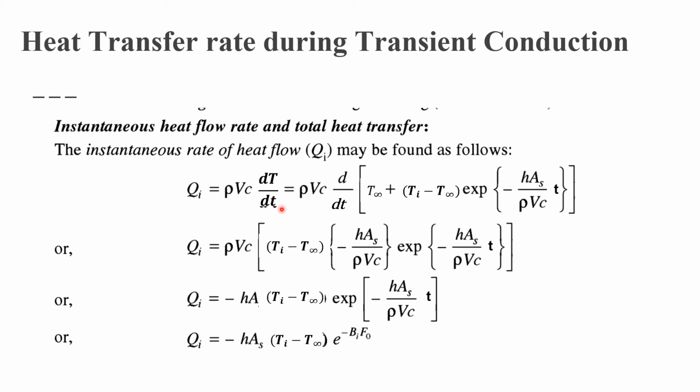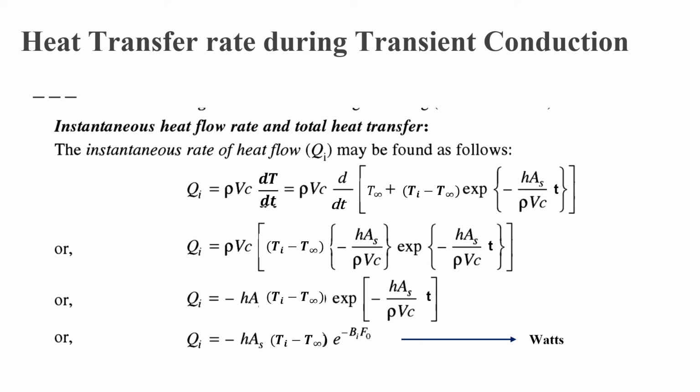So the instantaneous heat transfer rate is given by this expression, rho Vc into dT by dt, and the temperature expression is written like this: T is equal to T infinity plus (Ti minus T infinity) e power minus hA by rho Vc into t. This is based on the previous equation we got. Now you differentiate the entire term here. T infinity is constant, so its derivative is 0, and you only have to differentiate this e power term. Differentiation of e power minus mx is e power minus mx into minus m. So if I substitute, what you will get is Qi is h into A into (Ti minus T infinity) into e power minus Bi into Fo. This is called instantaneous heat transfer.